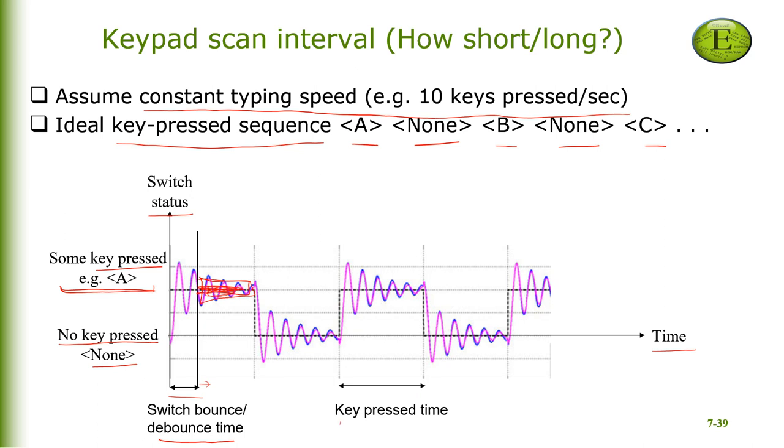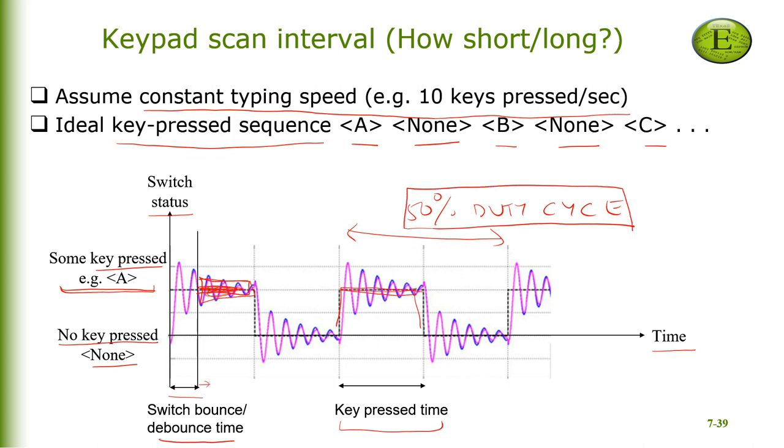The other time is the key press time. That is the time for which the key remains pressed. And you can see that this is half the time of one time period of the typing sequence. So here we are assuming a 50% duty cycle. That is, the key remains pressed for half of the time of one cycle of the typing.